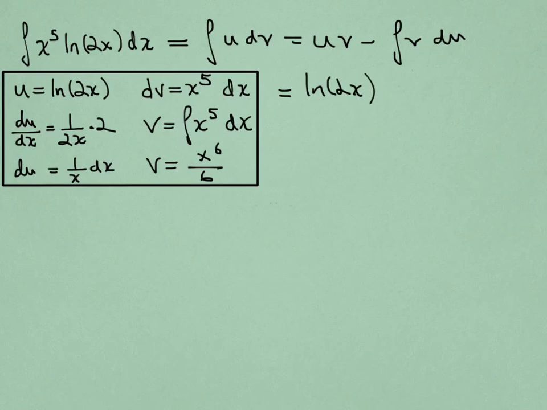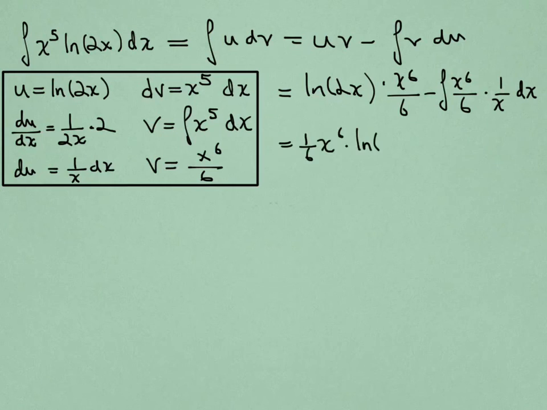So u times v is the natural log times the power minus the integral of v du. V is the power, and then du is 1 over x dx, so that just goes in for du there. Notice that the integral on the right-hand side has no more logarithm in it. Because the derivative of logarithm is somehow much simpler, it's this reciprocal function, it made our integral over here much more manageable. In fact, there's no more logarithm, it's a purely algebraic expression over here.